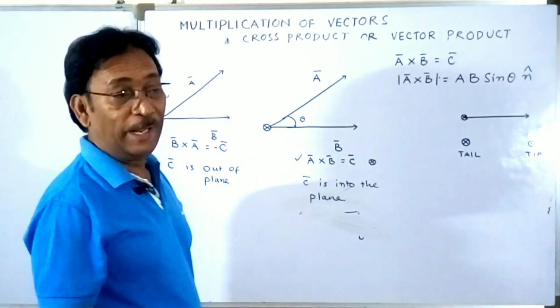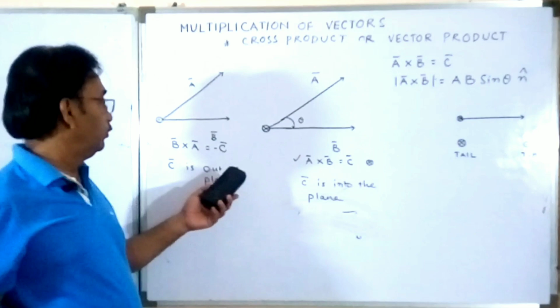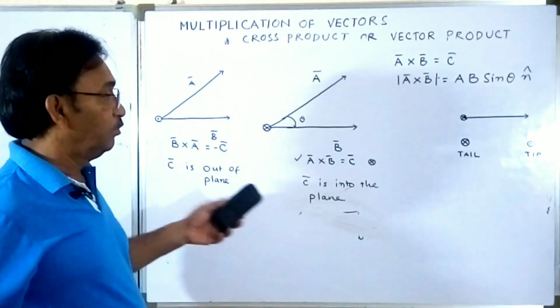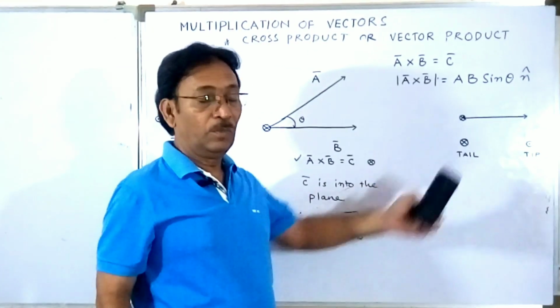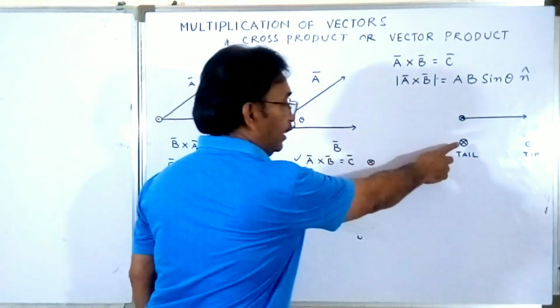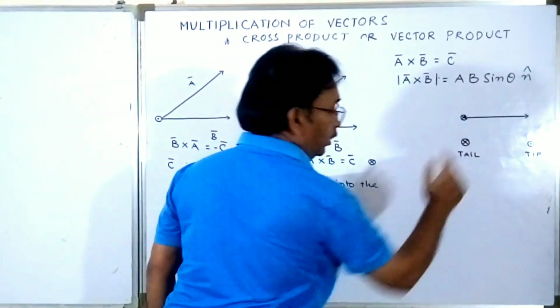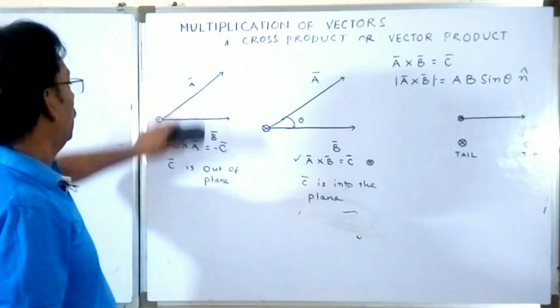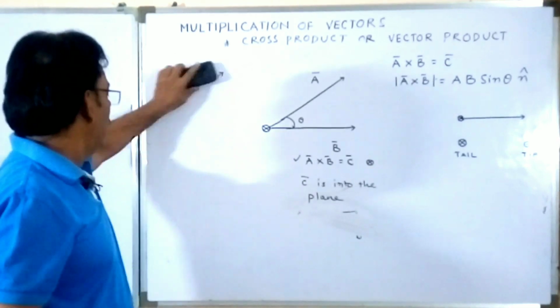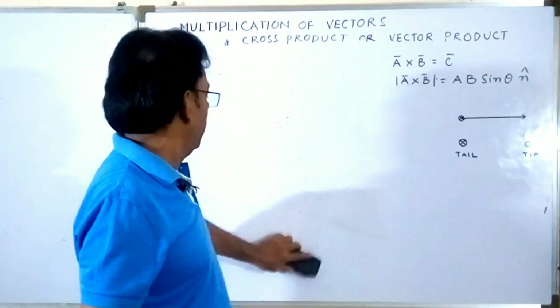Now we are going to learn about a few examples of the cross product. I already told you how you can find out the direction. This is the key point: if the thumb is into the plane, that is shown by the arrow, and out of the plane it is shown by the tip of the arrow.